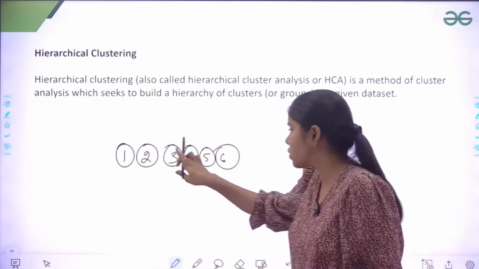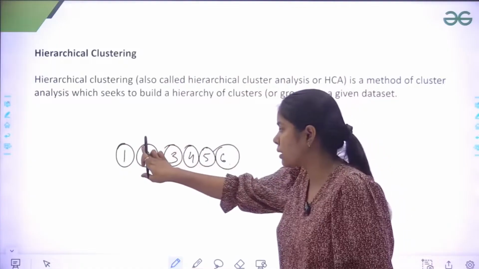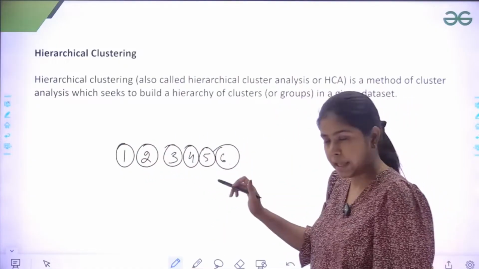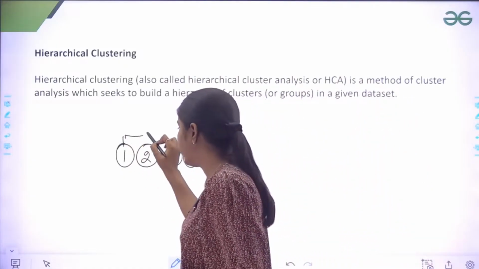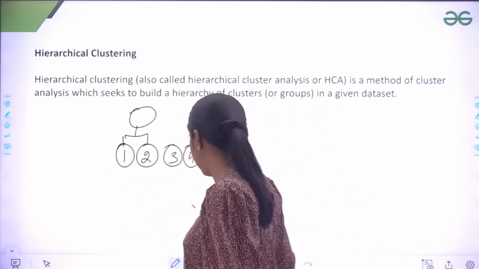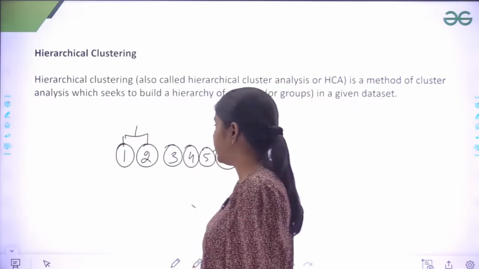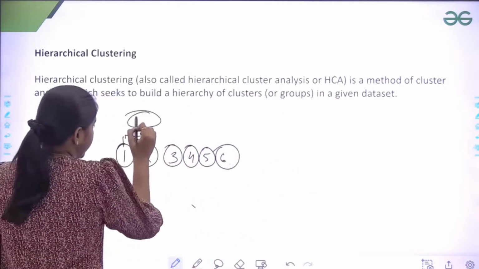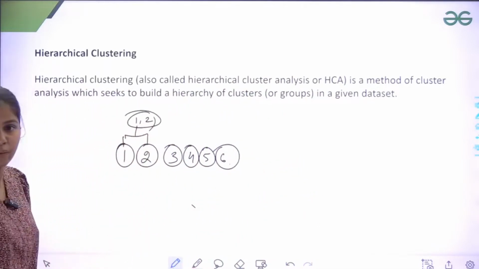Then I'll find out the distance of one with every cluster, distance of two with every cluster, like this. And let's suppose 1 and 2 have the minimum distance. So I'll consider this as one cluster, that is 1, 2. This is my one cluster.